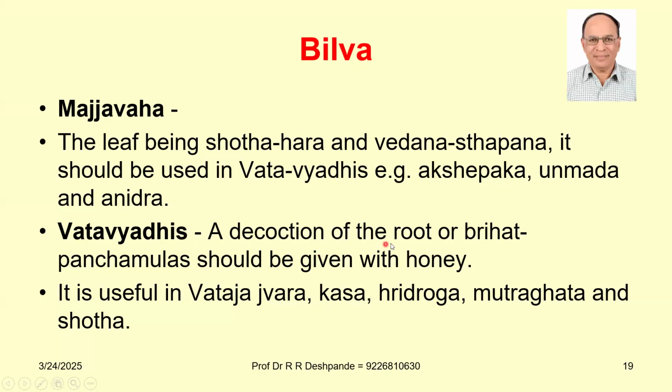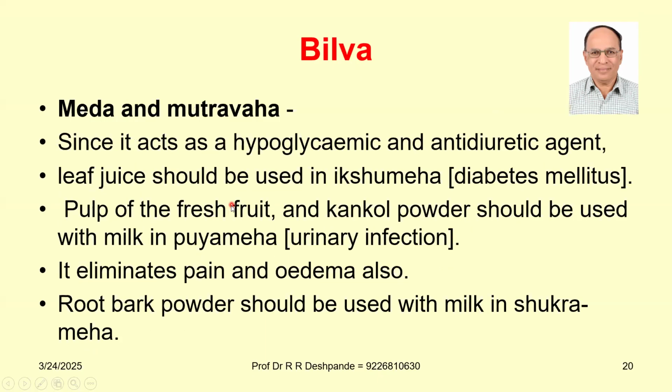A decoction of the root or Brihat Panchamula should be given with honey in all types of musculoskeletal and neurological and arthritic problems. So, this is useful in Vataja Jvara, fever, Kasa, that is kapha, heart problems, then Mutra Ghat, that is anuria or oliguria, and Shoth, that is whenever there is edema, you can use the Bilva.